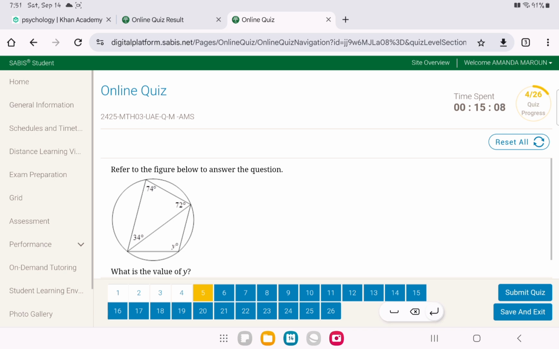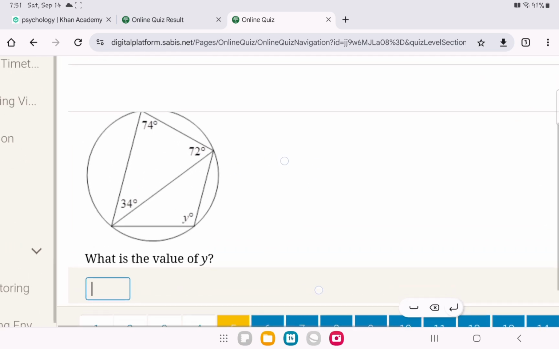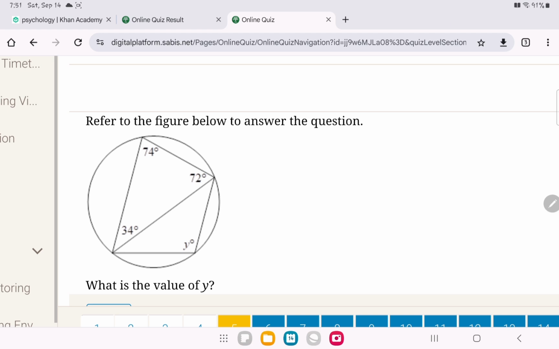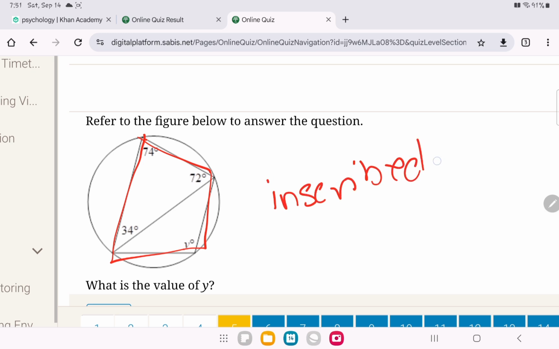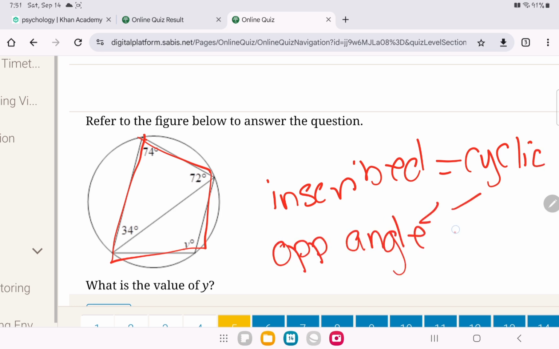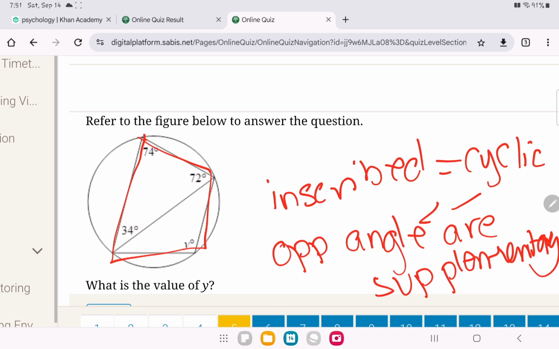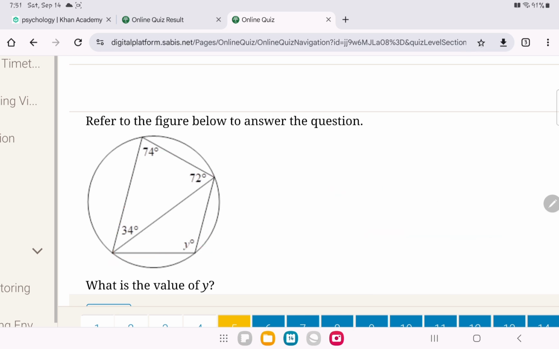Refer to the figure below to answer the question. What is the value of y? If you noticed from here, we have a quadrilateral inside of the circle, and it's not only inside, it's inscribed. And any quadrilateral that's inscribed is cyclic. And what does it mean, cyclic? Opposite angles are supplementary.